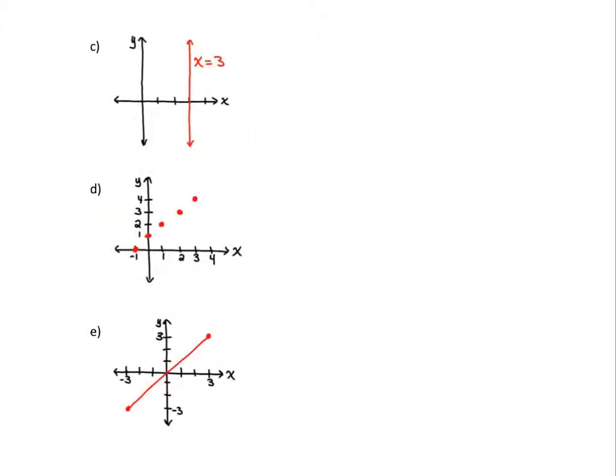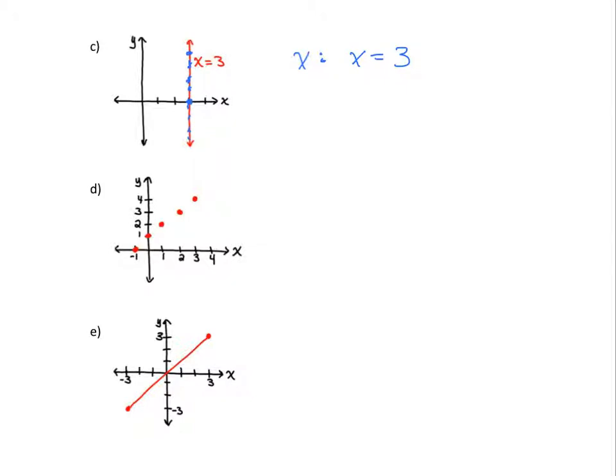In example C, we have a vertical line that goes through the point x equals 3. So if we again imagine a whole bunch of points on this line and we look at the x values in each of these points, we notice that they all have an x value of 3. Therefore, the x values included in this graph are only x equals 3. There are no other x values that can be found on this graph, on any of the points.